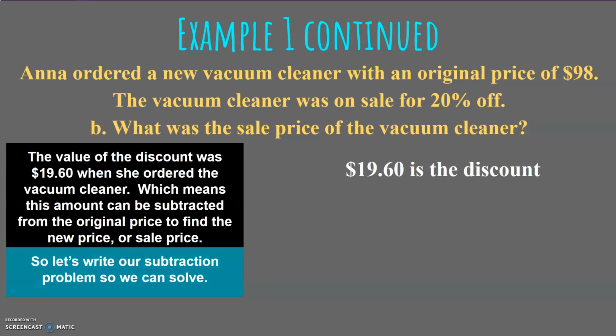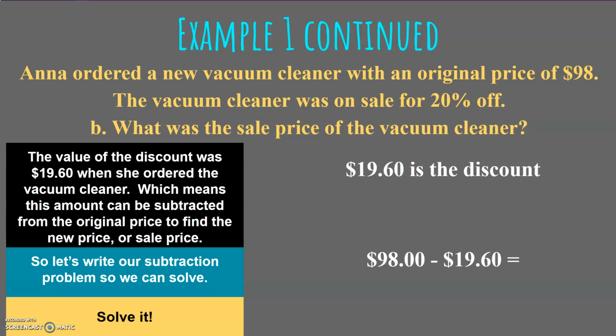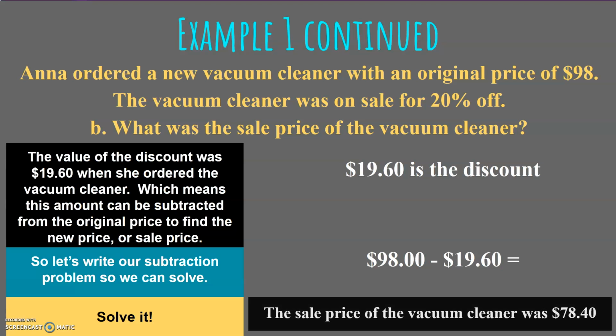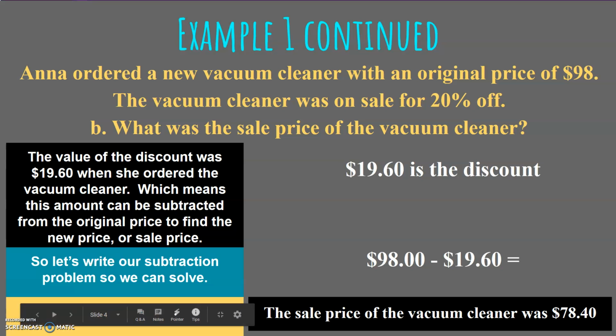So let's write our subtraction problem so we can solve. 98 minus 19.60, harken back to September, October when we did subtracting decimals, and we get $78.40 as the price of that vacuum cleaner. Not bad, depending on the vacuum cleaner, I suppose.